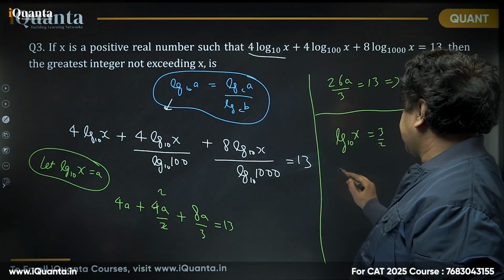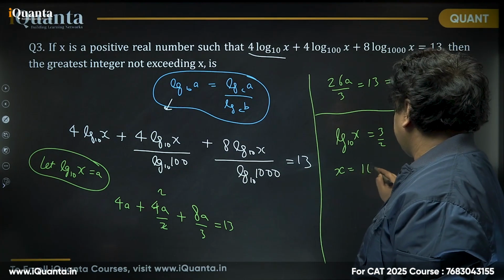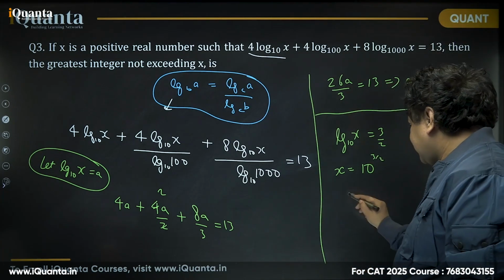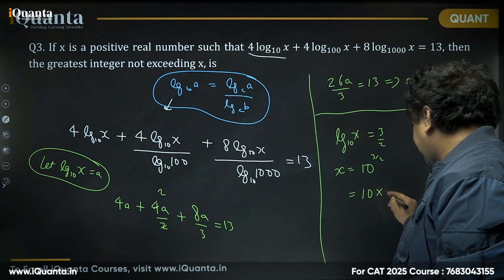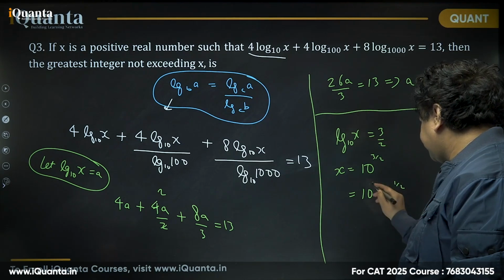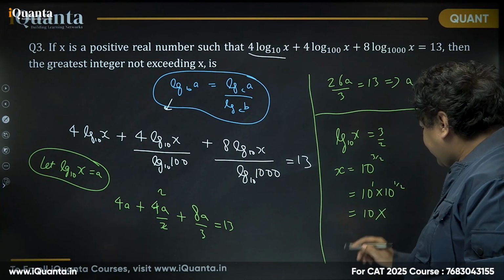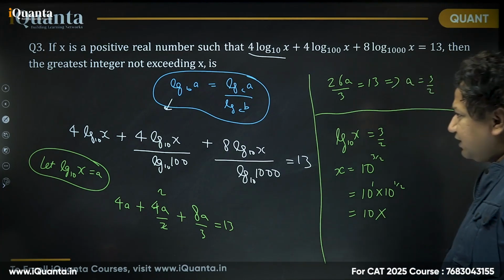Which means x will be equal to 10 to the power 3 by 2. What is 3 by 2? It's 1.5. So I can write it as 10 multiplied by 10 to the power 1 by 2. Alright, this is 10. And what is 10 to the power 1 by 2? Square root of 10.